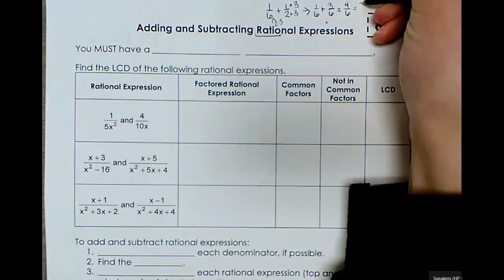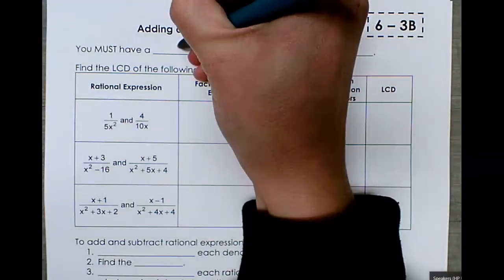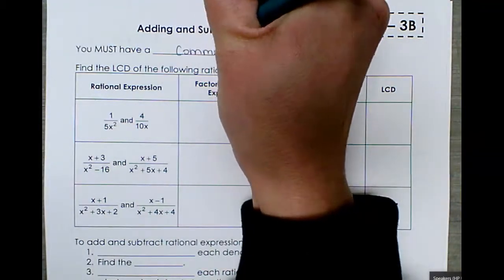And of course I can simplify that later, but that's not the point of what we're doing today. The point of what we're doing today is trying to get those common denominators in our rational expressions with variables so that we can do the addition and subtraction that's required of us. So you must have a common denominator.